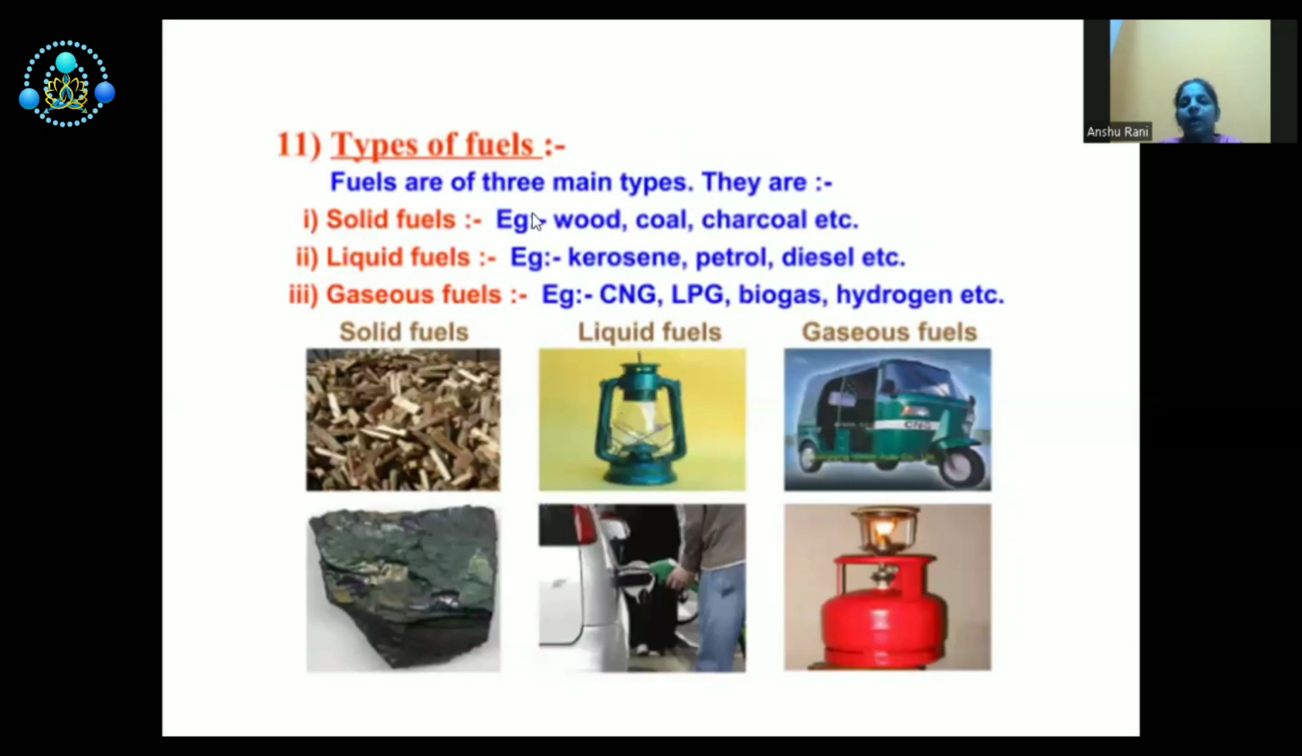Then you have different types of fuels. First is solid fuel. Solid, we are having wood, coal, charcoal. Then liquid fuels: kerosene, petrol, diesel. Then gaseous fuels like CNG, LPG, biogas, hydrogen. They are classified under the category of physical classification of fuel.